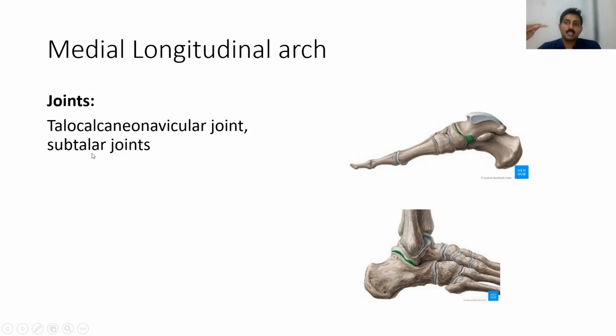What do you mean by sub? Anything which is below is called the sub. So below the talus, this is nothing but the fibula and tibia. Below that, we can see the talus bone. Below the talus, you can see a green shaded area. That is nothing but the subtalar joint. So two joints are there in the medial longitudinal arch, a TCN joint and a subtalar joint.